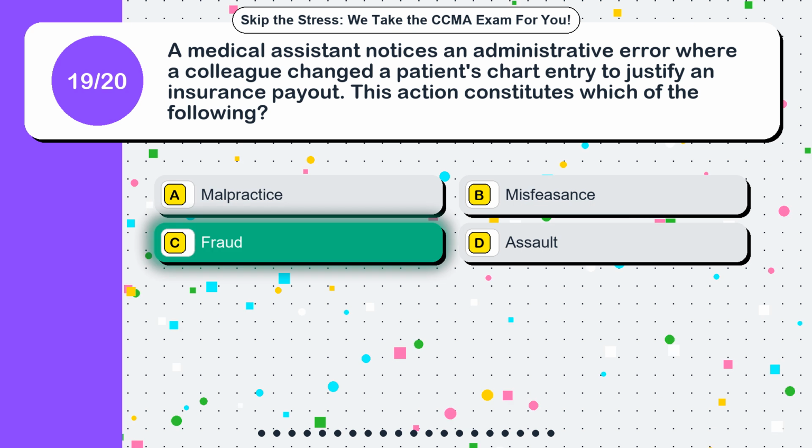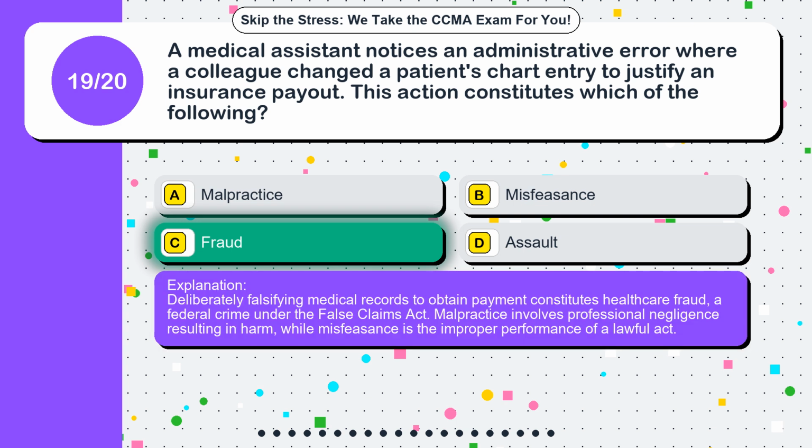The correct answer is option C, fraud. Deliberately falsifying medical records to obtain payment constitutes healthcare fraud, a federal crime under the False Claims Act. Malpractice involves professional negligence resulting in harm, while misfeasance is the improper performance of a lawful act.